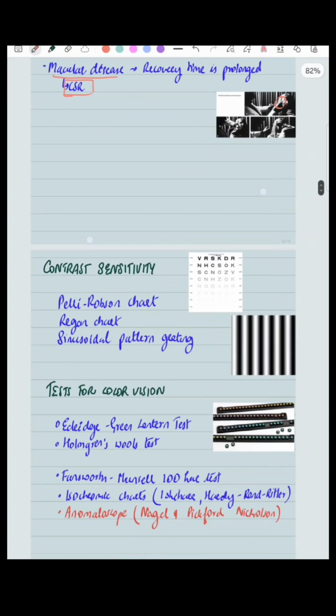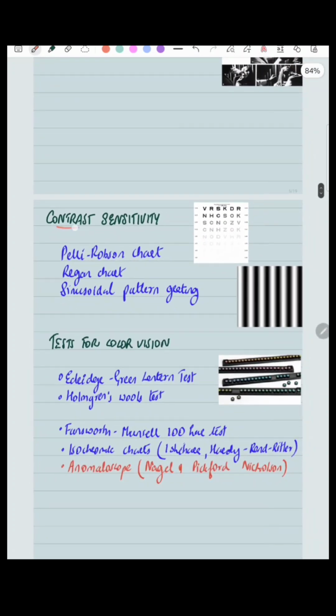Okay. Now, contrast sensitivity, we use a Pelli-Robson chart. This is a Pelli-Robson chart. Then the Regan chart and sinusoidal pattern gratings. This is the sinusoidal pattern gratings.